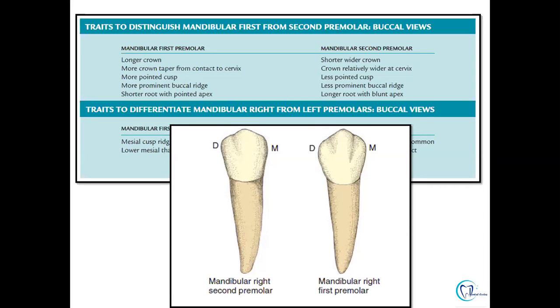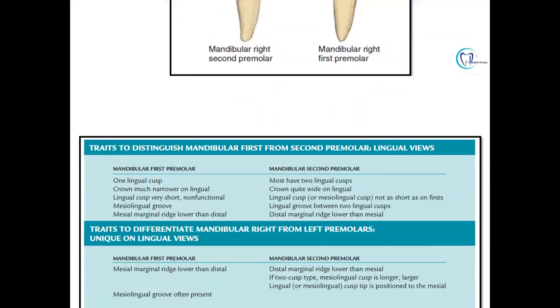Whereas when you see the first diagram, that is the mandibular right second premolar, the crown is wider, shorter, and wide at the cervix in comparison to the first premolar. The cusp tip is less pointed. The root is long with a blunt apex. Also, the buccal ridge is less prominent. So these are the distinguishing features of the first and second premolar from the buccal view.